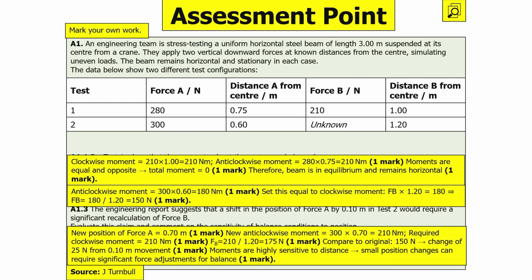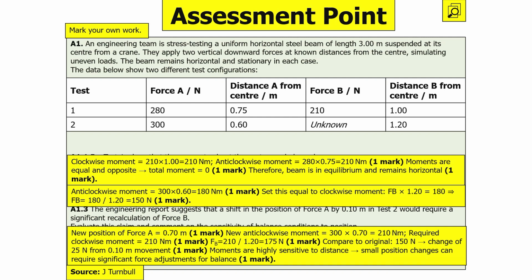Now the new position of force A is going to be at 0.70 meters from the information given. So our new anti-clockwise moment is force times distance, so it's 300 times 0.70, which is 210 Newton meters. So our required clockwise moment to create an equilibrium is 210 Newton meters. So FB in this case is going to be 210 over 1.20, which is equal to 175 newtons.